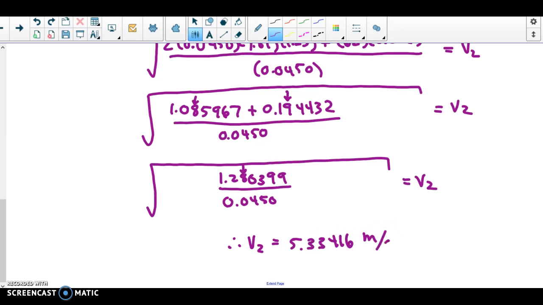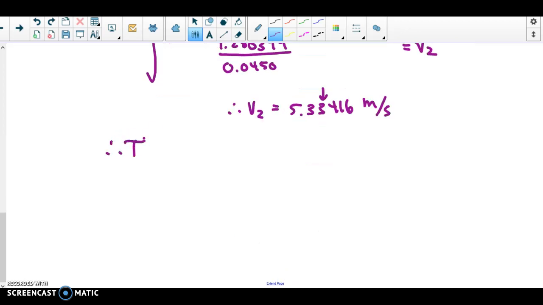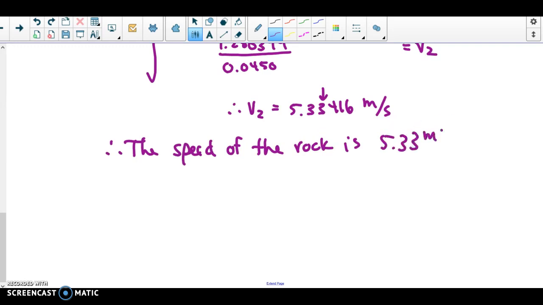So the final speed is 5.33416 meters per second, rounded to 3 significant figures. Therefore, the speed of the rock is 5.33 meters per second before hitting the ground.